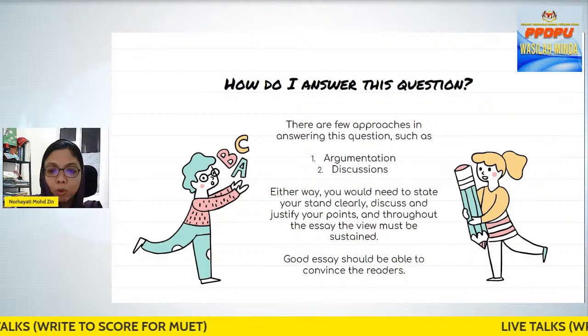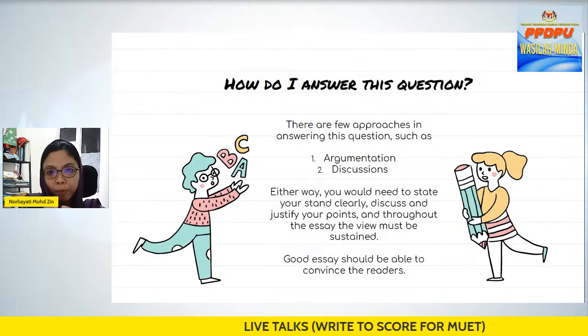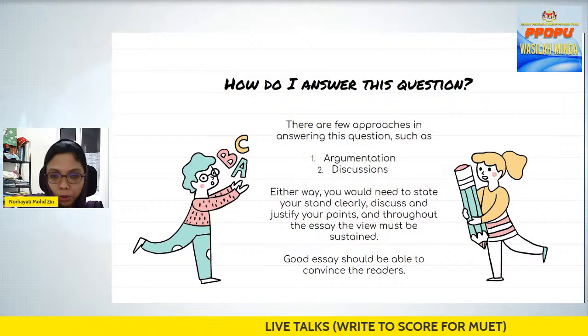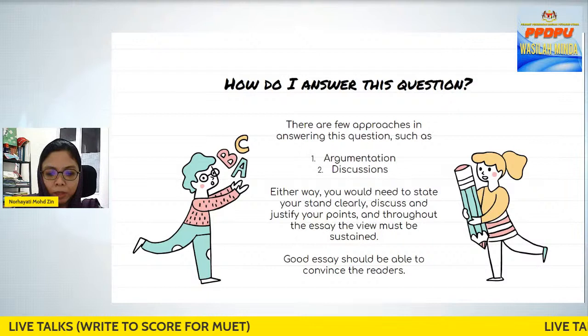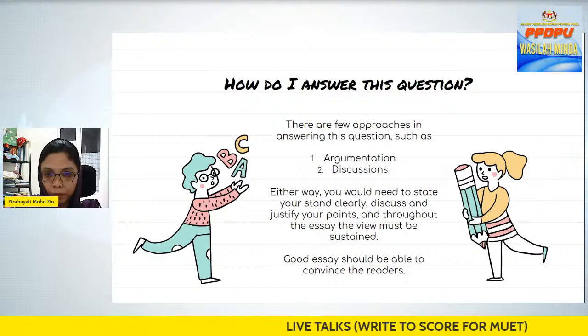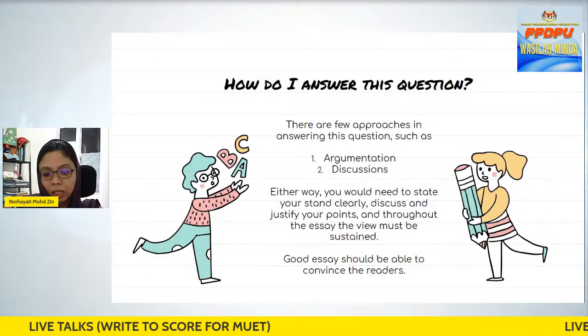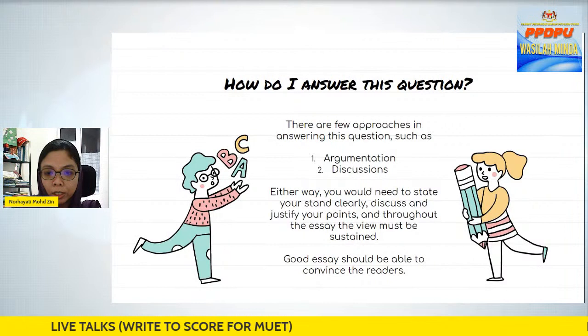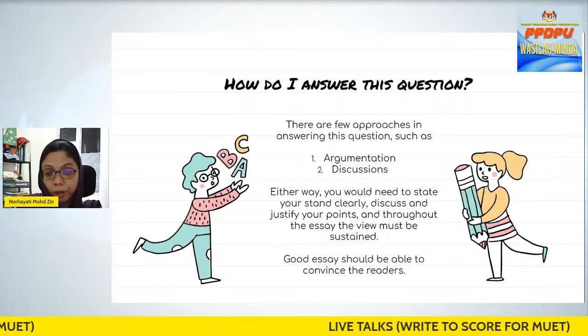Now, what does it mean by sustained? That means if you agree, all your points should back up your stand. Because sometimes when we read, it gets confusing. You state you agree, but later on you disagree, or sometimes because you don't plan, the points become so confusing. This is where we say there is inconsistency in how you deliver your stand in your essay. Now, a good essay should be able to convince the reader. That means when your reader reads your paper, they also agree with your point of view, and could say, oh yeah, it makes sense.